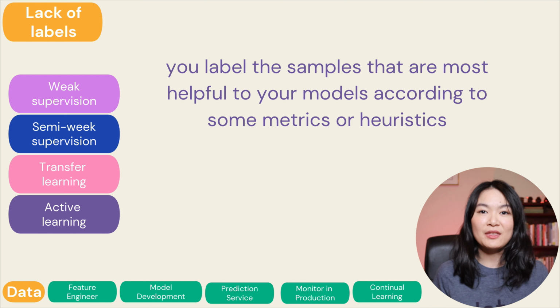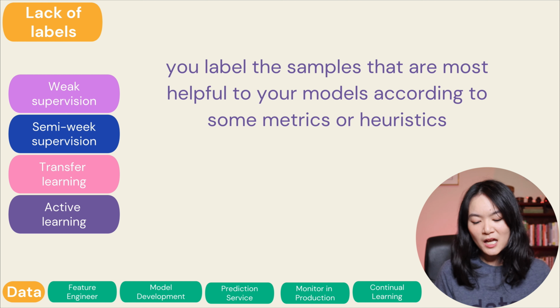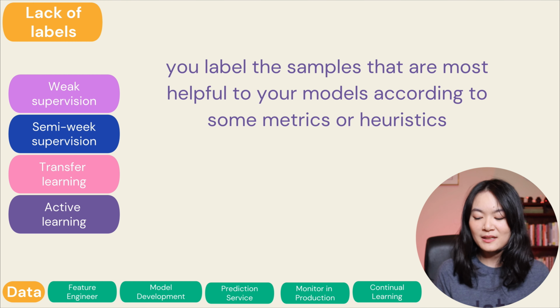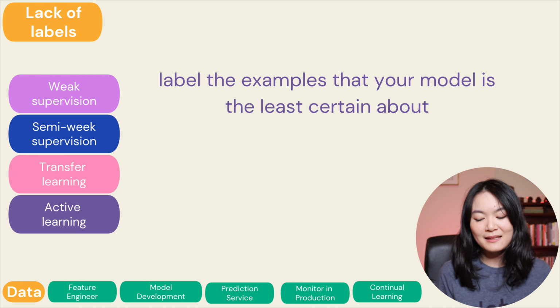Active learning is a method for improving the efficiency of data labeling. Instead of randomly labeling data samples, you label the samples that are most helpful to your models according to some metrics or heuristics. For example, you can label the examples that your model is the least certain about, hoping that they will help your model learn the decision boundary better.